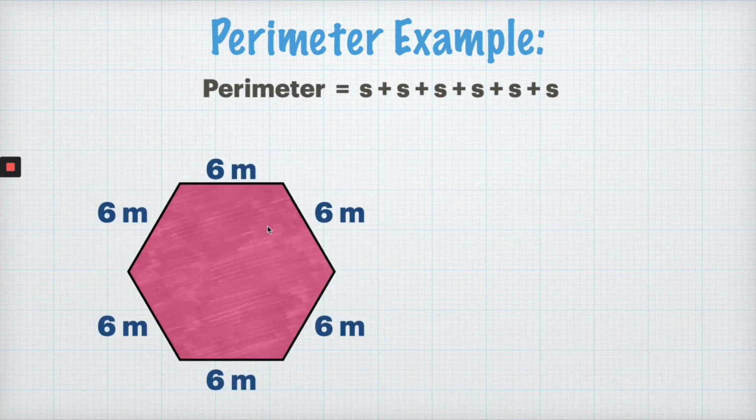You'll find something like this in class practice section 2, and we have a hexagon, and in this hexagon all the sides are the same. So we can use this perimeter formula. P equals S plus S plus S plus S plus S plus S.